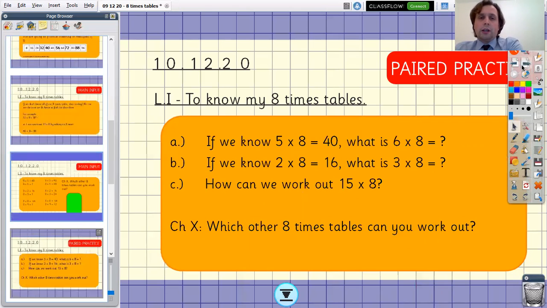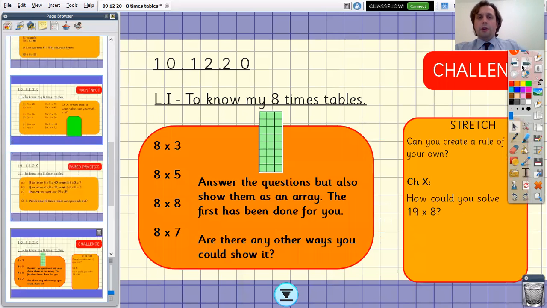Okay, so gone through those bits, and now I'm going to set you off on your independent activity. Your independent activity here is I put down a couple of different 8 times tables here. And I know previously when you were doing your 8 times tables, you were working them out in lots of different ways and you're also able to show them. So I would like you to have a go at answering the questions, but I'd also like to see if you can show them in an array. And as a bit of an extra challenge, I would like to see if there are any other ways that you could show it.